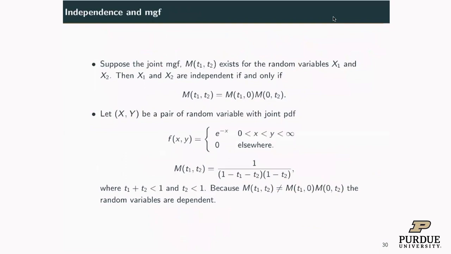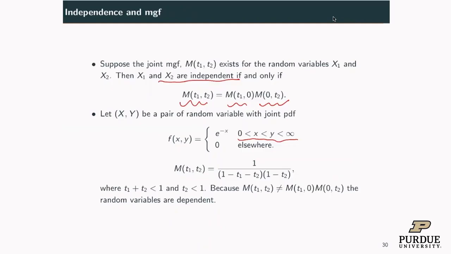For the MGF, what's the relationship between independence and the MGF? Suppose the joint MGF exists. Then they are independent if and only if the joint MGF is the same as the product of the marginal MGFs. For example, let x, y be a pair of random variables with a joint PDF. If I look at this support, we know they must be dependent. Now we can verify it using the MGF.